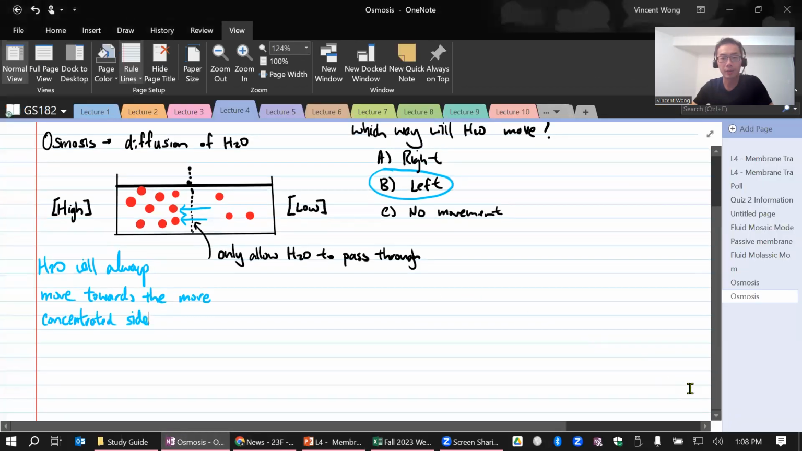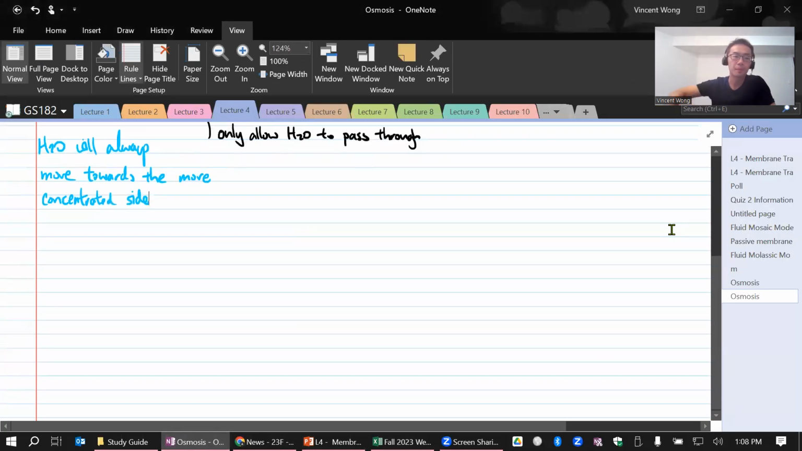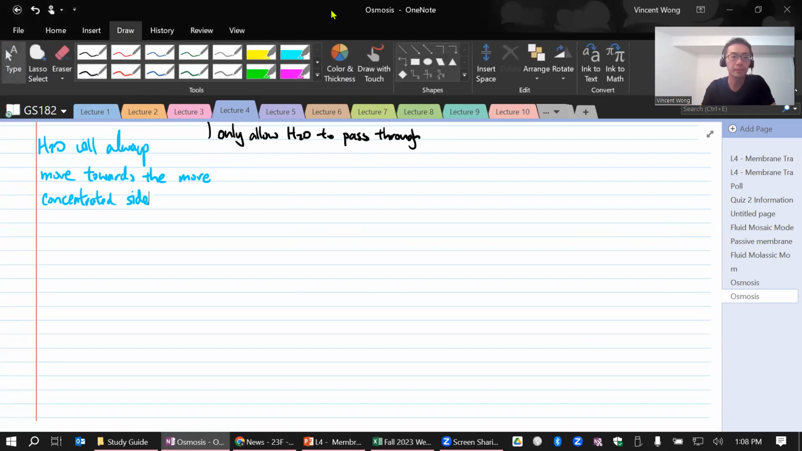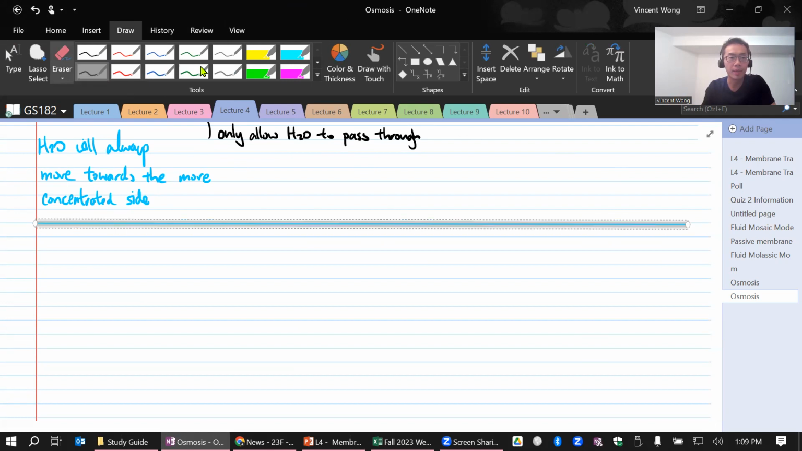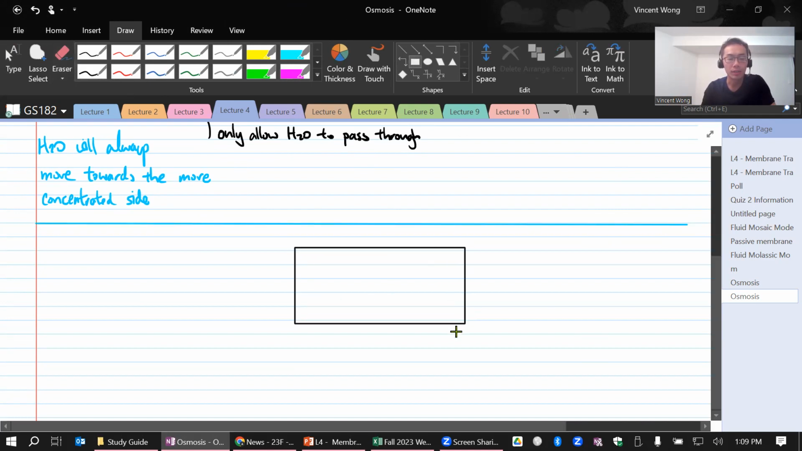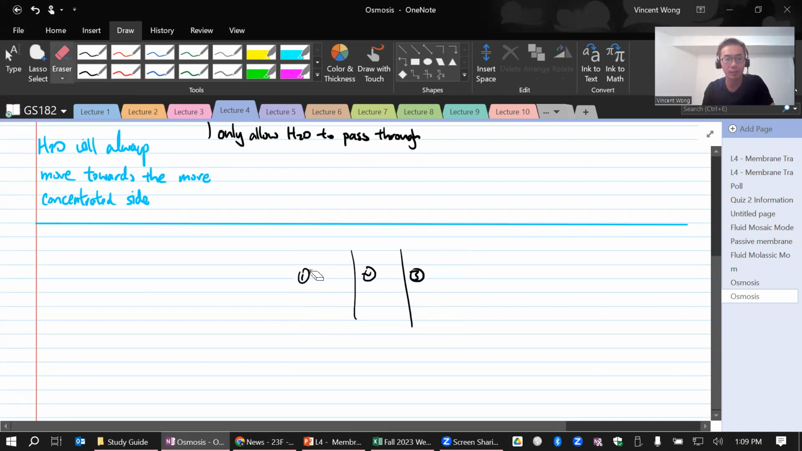Now we're gonna take another note. If you have a new page, or even if you're using the same page, I want you to take the note in 3 columns. I'm gonna show you 3 cases: case 1, case 2, case 3. It's better if you draw them side by side so you can compare what's going on. So the title is tonicity.